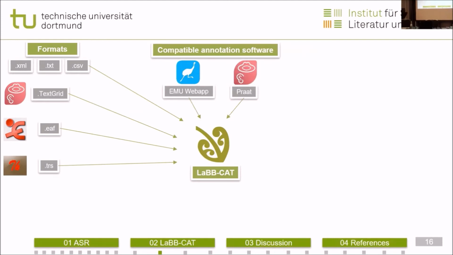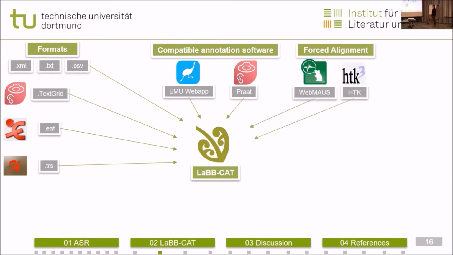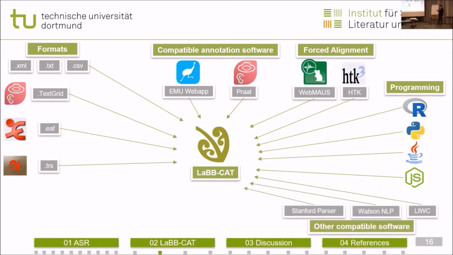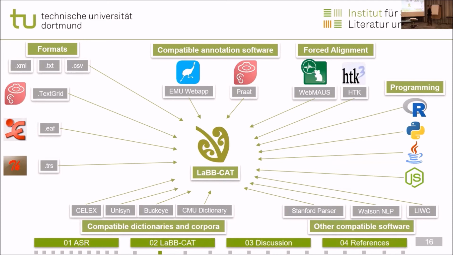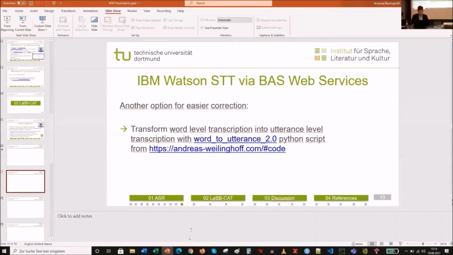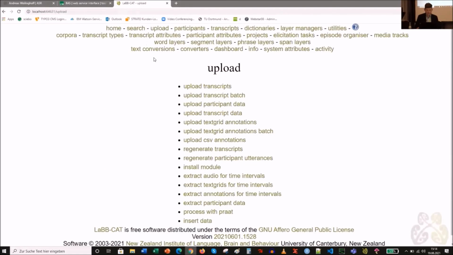It also is compatible with other annotation software. So if you've got the MU web app, and prod can be handled via LabCAT, you can have forced alignment through that. Also recently, we've got libraries for R, Python, Java, and Node.js. And also we've got other compatible software and compatible dictionaries. So this is basically the structure, what I would do, but I don't know whether I've got enough time. So that's basically what LabCAT looks like.